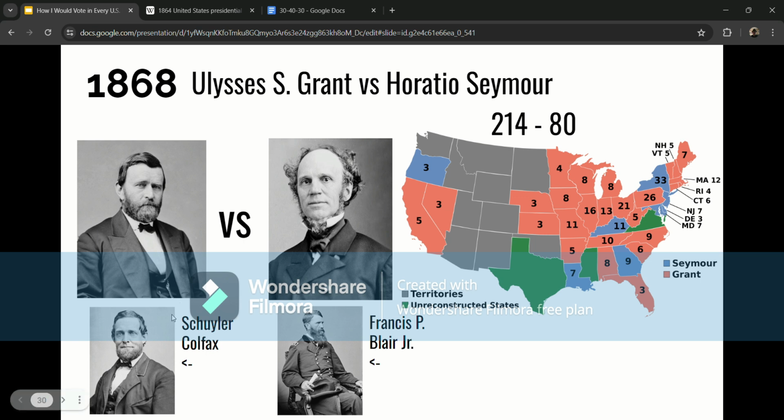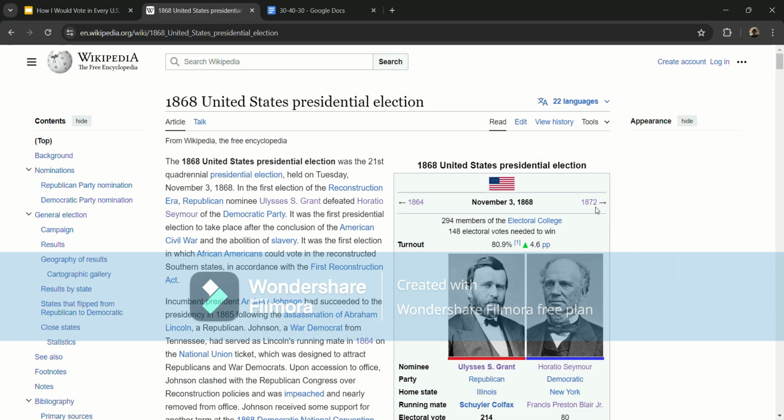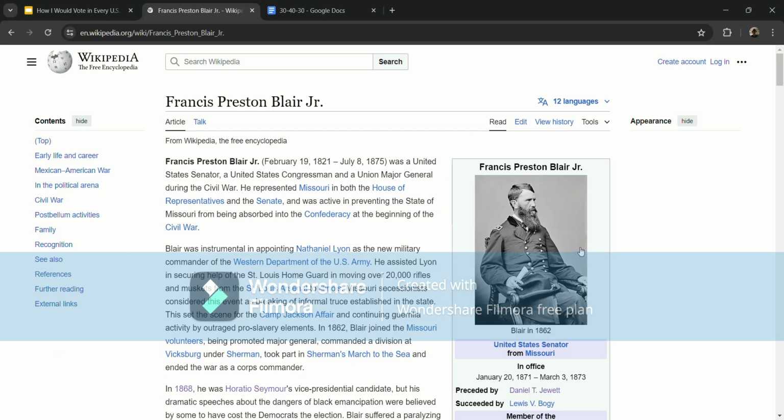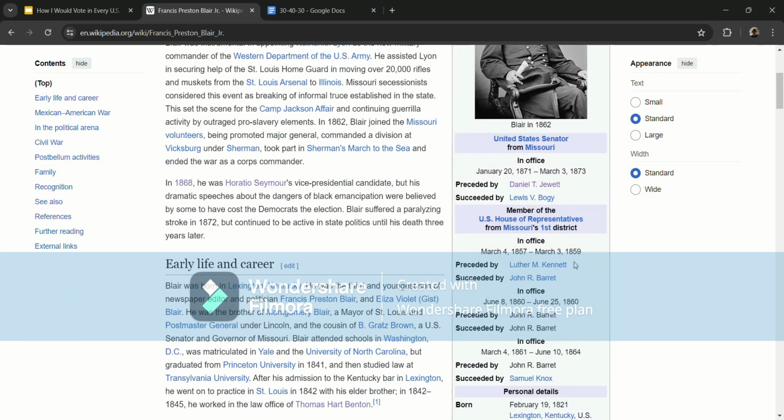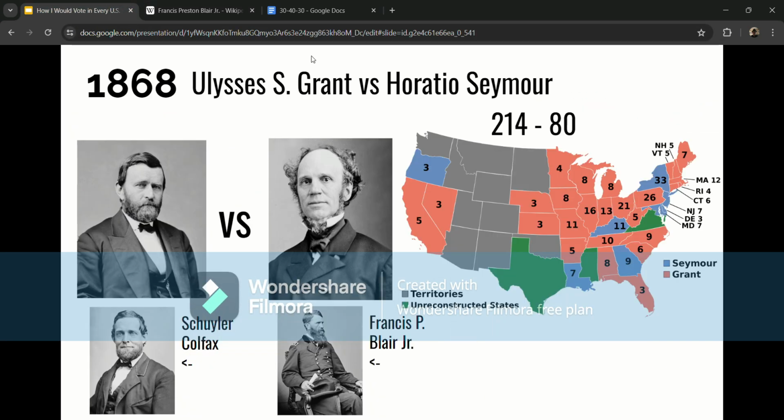His running mate was Schuyler Colfax, Speaker of the House at the time. Seymour's running mate was Francis P. Blair Jr., who was really known for being a pretty racist individual and speaking off the cuff many times. He's from Missouri, so he's a Southerner. Speaking off the cuff many times with pretty cringy and terrible comments that did not help Seymour whatsoever. One thing that I often hear about Seymour is he was actually a pretty reluctant candidate. He did not want to run for the office at all and just took it after many people continued to pressure him to do so.